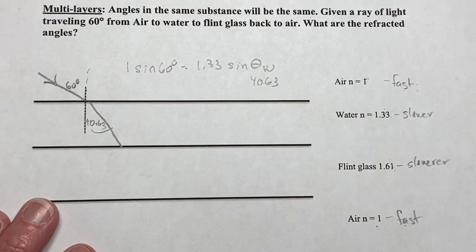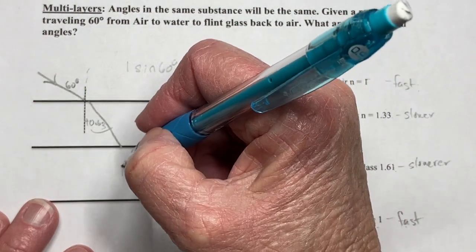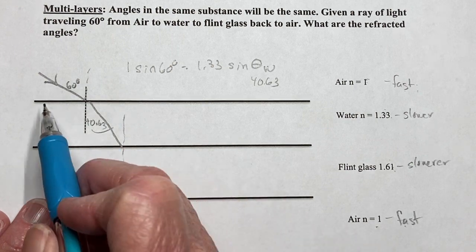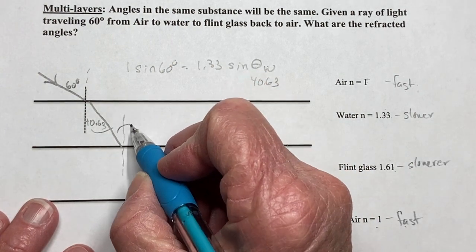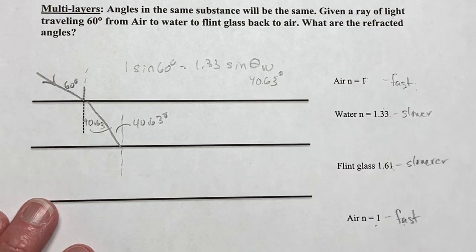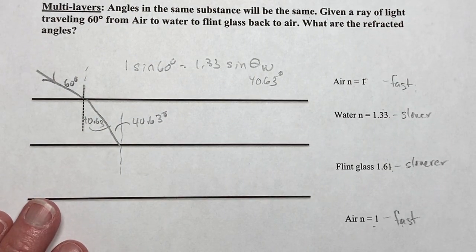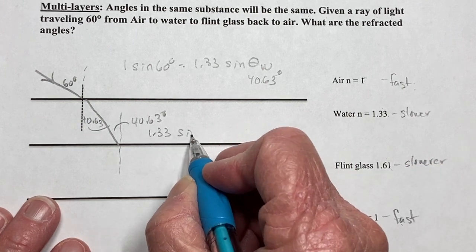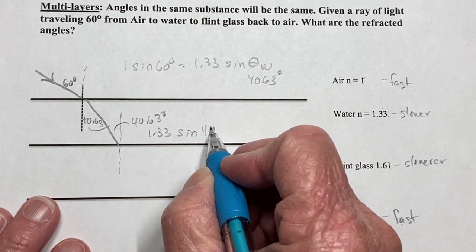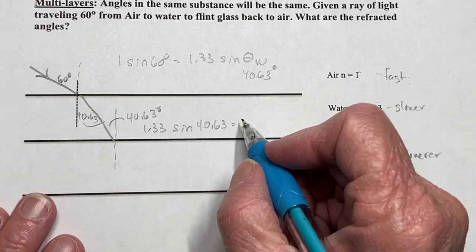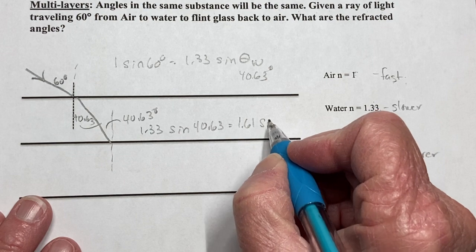40.63. And when it strikes here, give it a normal. Geometry theorem, two parallel lines cut by a transversal. Guess what? This is also 40.63 degrees. All right, let's do the next layer. So now it's water, 1.33 times sine of 40.63 equals the next layer, 1.61 times the sine of theta. I'll just use F for Flint.